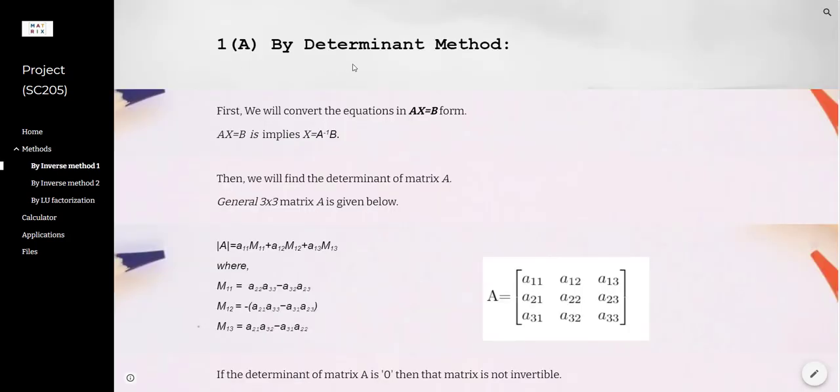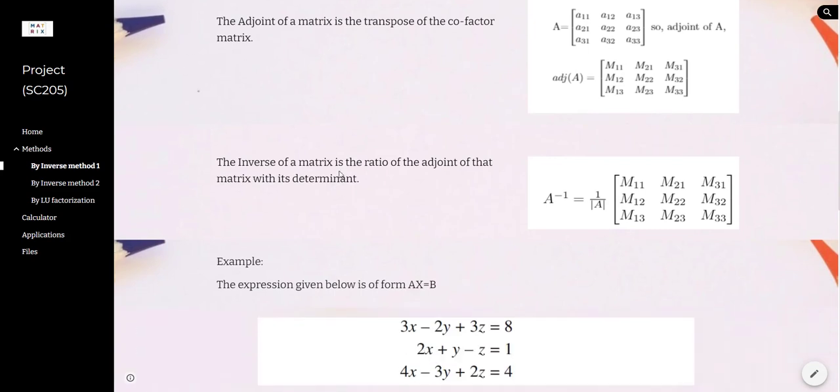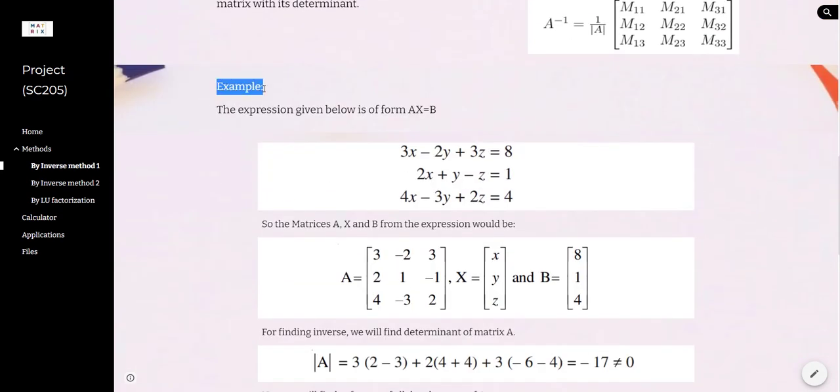The first method is by determinant method. First, we will convert the equations in Ax = B form. Ax = B implies x = A inverse B. Then we will find the determinant of matrix A. If the determinant of matrix A is 0, then that matrix is not invertible. Then we will find the adjoint of matrix A. The inverse of matrix A is the ratio of the adjoint of that matrix with its determinant. And here is the example for this method.